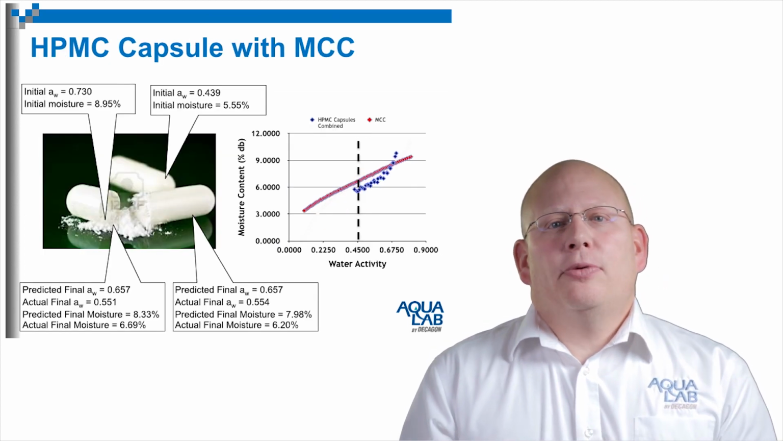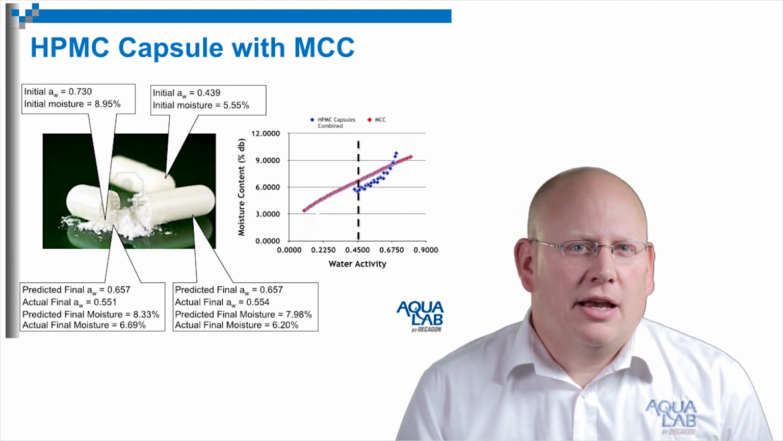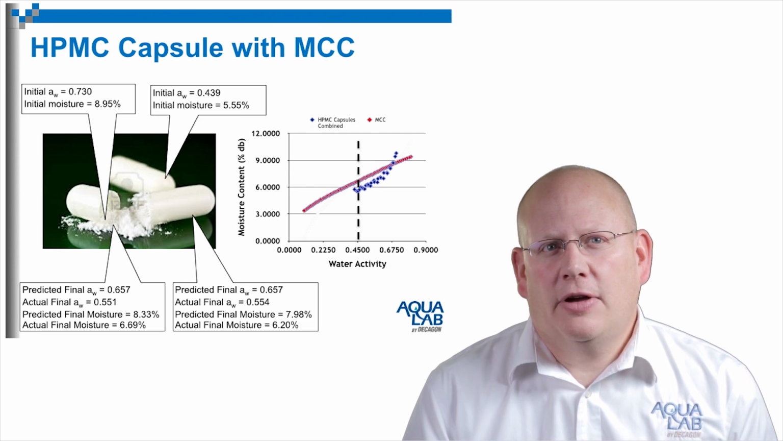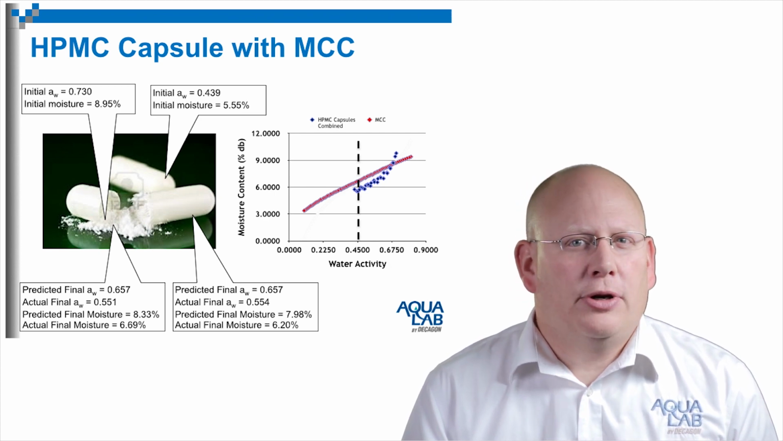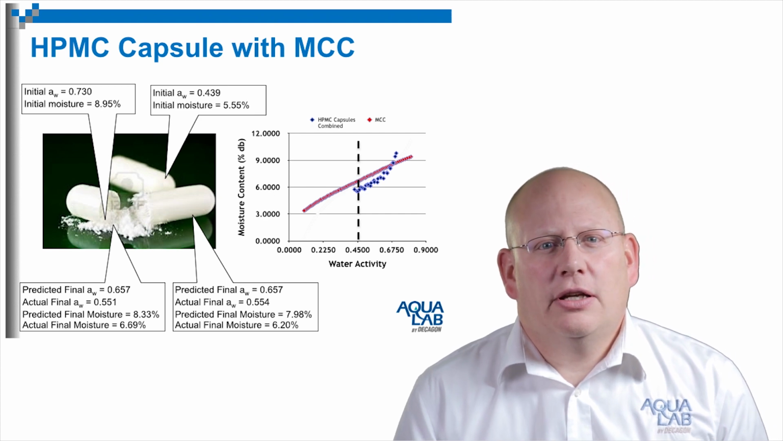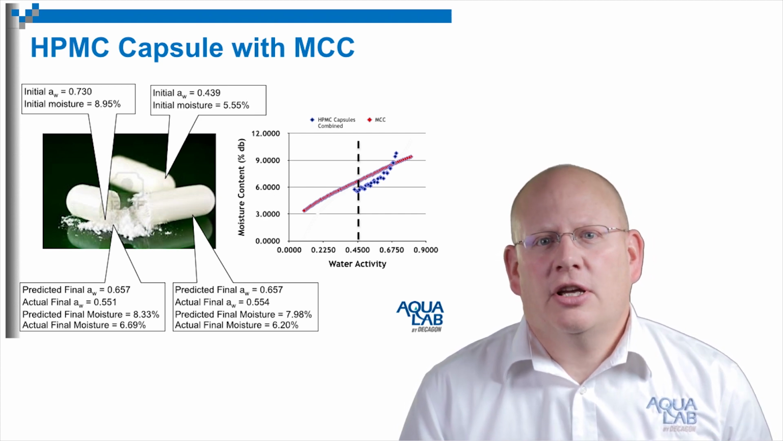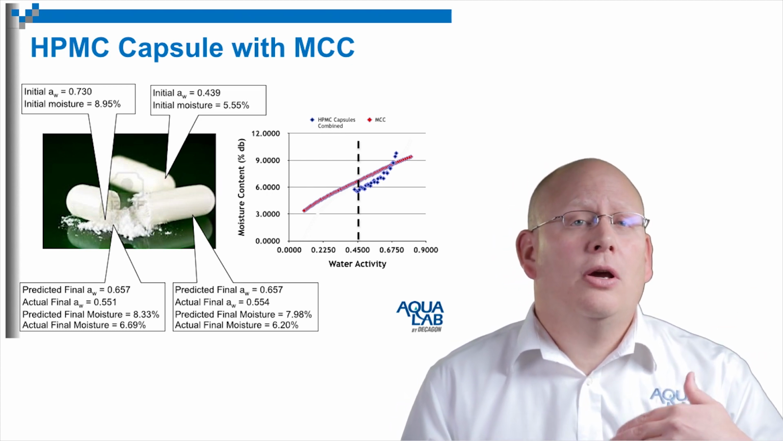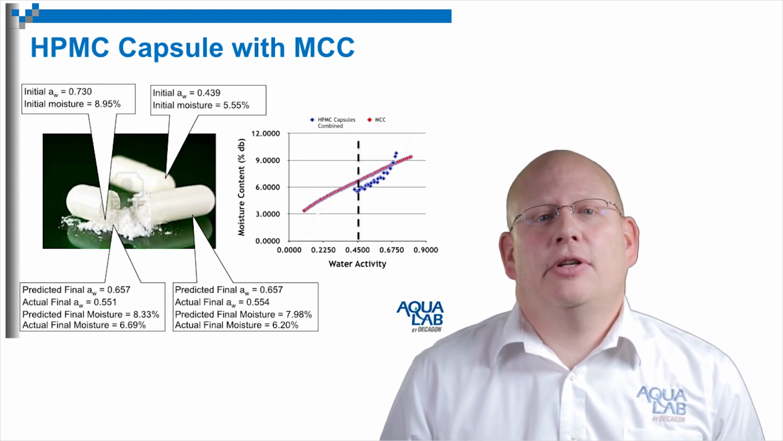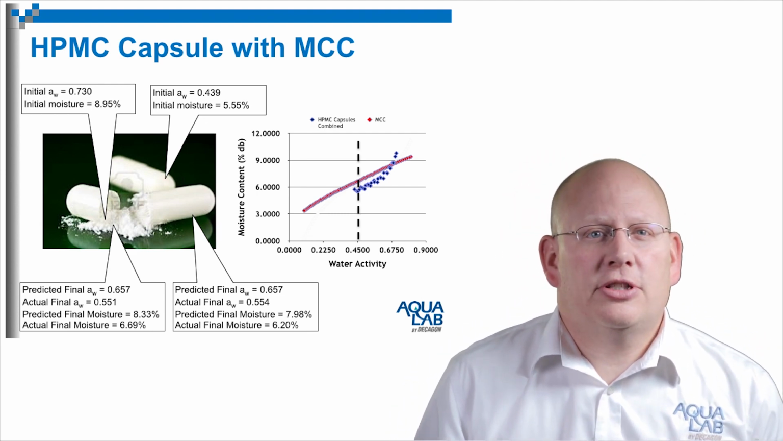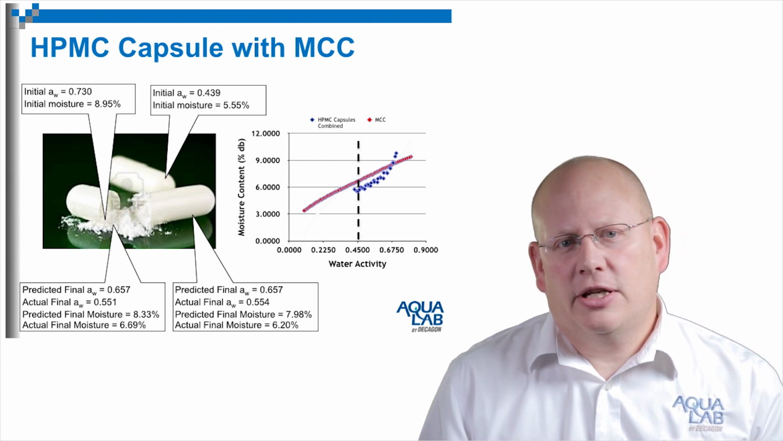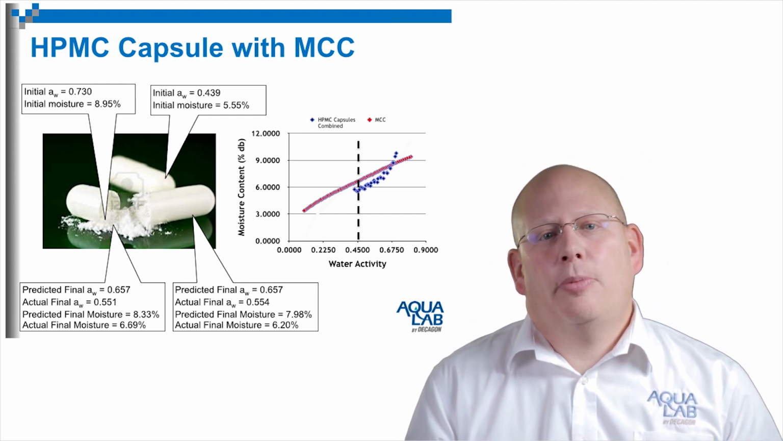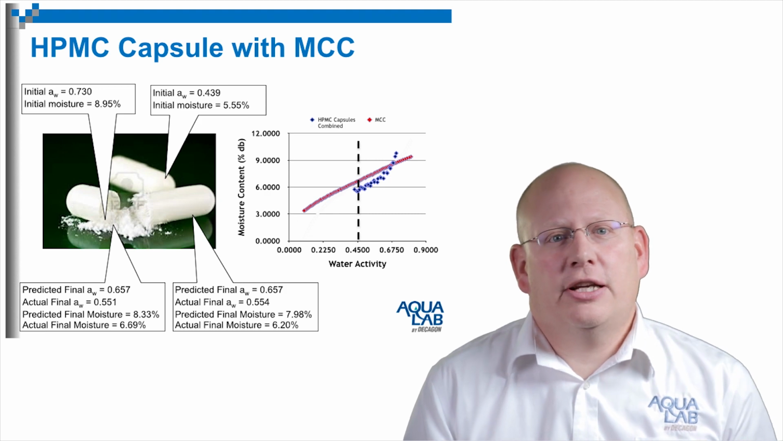So let's take a look at what happened. We did these experiments. We combined, again, 0.73 MCC into two different types of capsules, the first one being made of HPMC capsule. So we put in MCC. You can see there to the right what the isotherms look like for each of those individual products. So we used the combined isotherm technique that I just showed in the previous slide to predict what we think the final water activity would be based upon the individual properties. And then we actually combined them together and let them sit for an extended amount of time and come to equilibrium. And then we measured what the actual water activity was to see how good a job of predicting we could do.